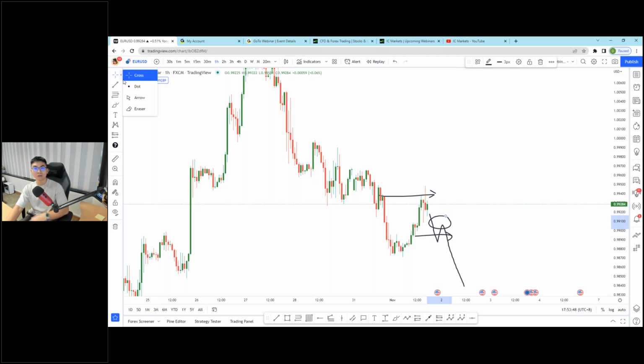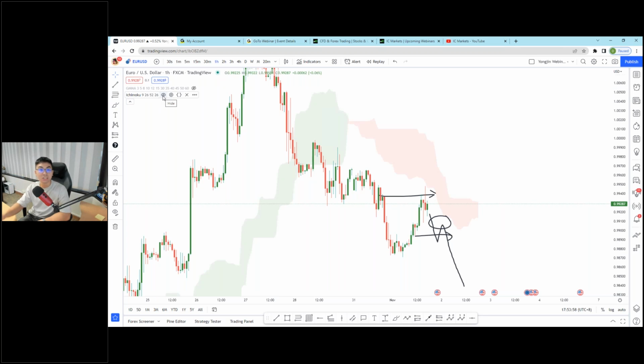We are presenting on the GMMA, the Guppy multiple moving average indicator. And I'm also showing how others can implement the Ichimoku cloud on the GMMA indicator.